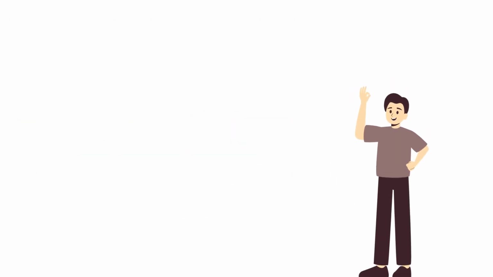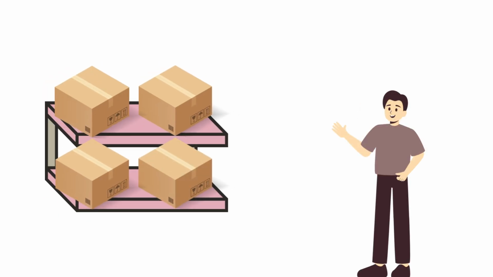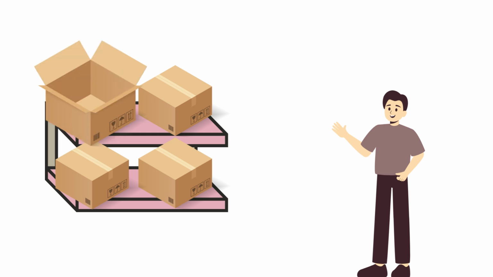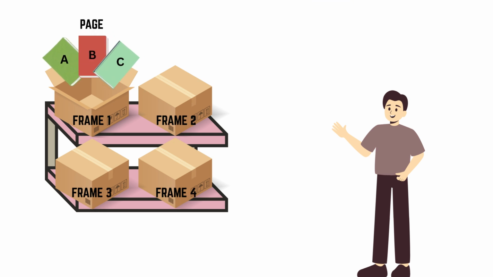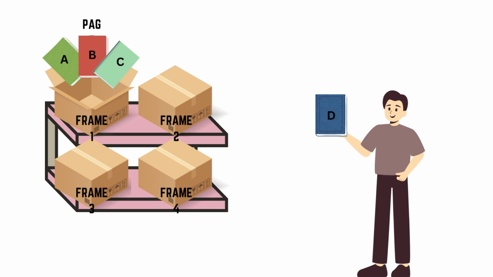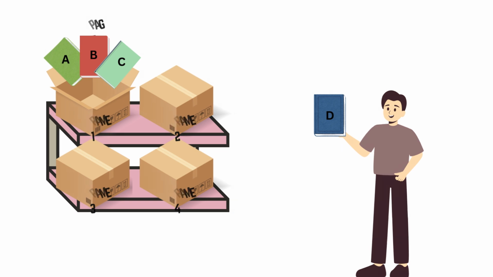Before we talk about FIFO, here's something you need to know first. Your computer has something called memory. You can imagine it like a shelf with boxes. Each box is called a frame, and it holds a small piece of data called a page. When you open a program, it gets split into many pages, and these pages are stored in the shelf, or memory. But the shelf has limited space.